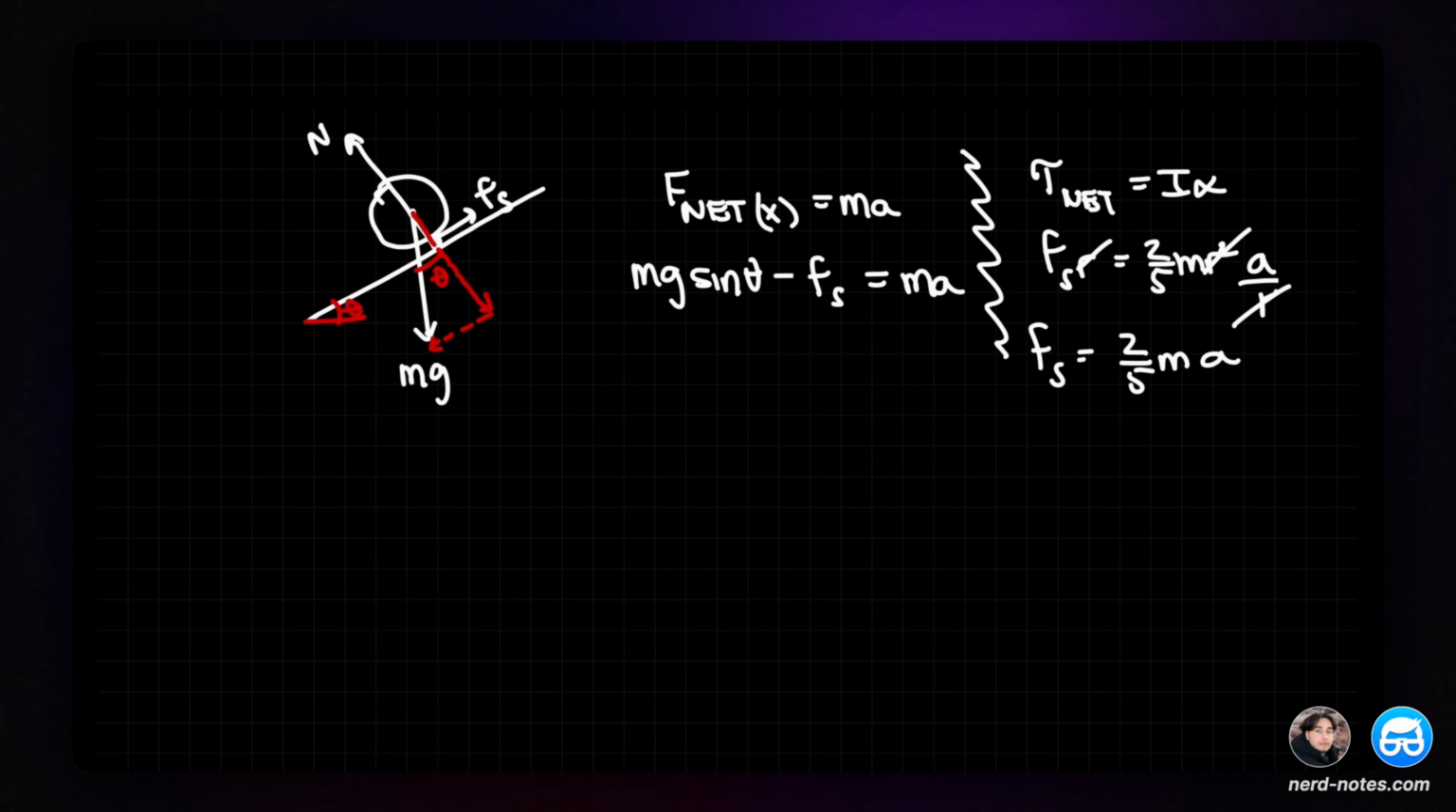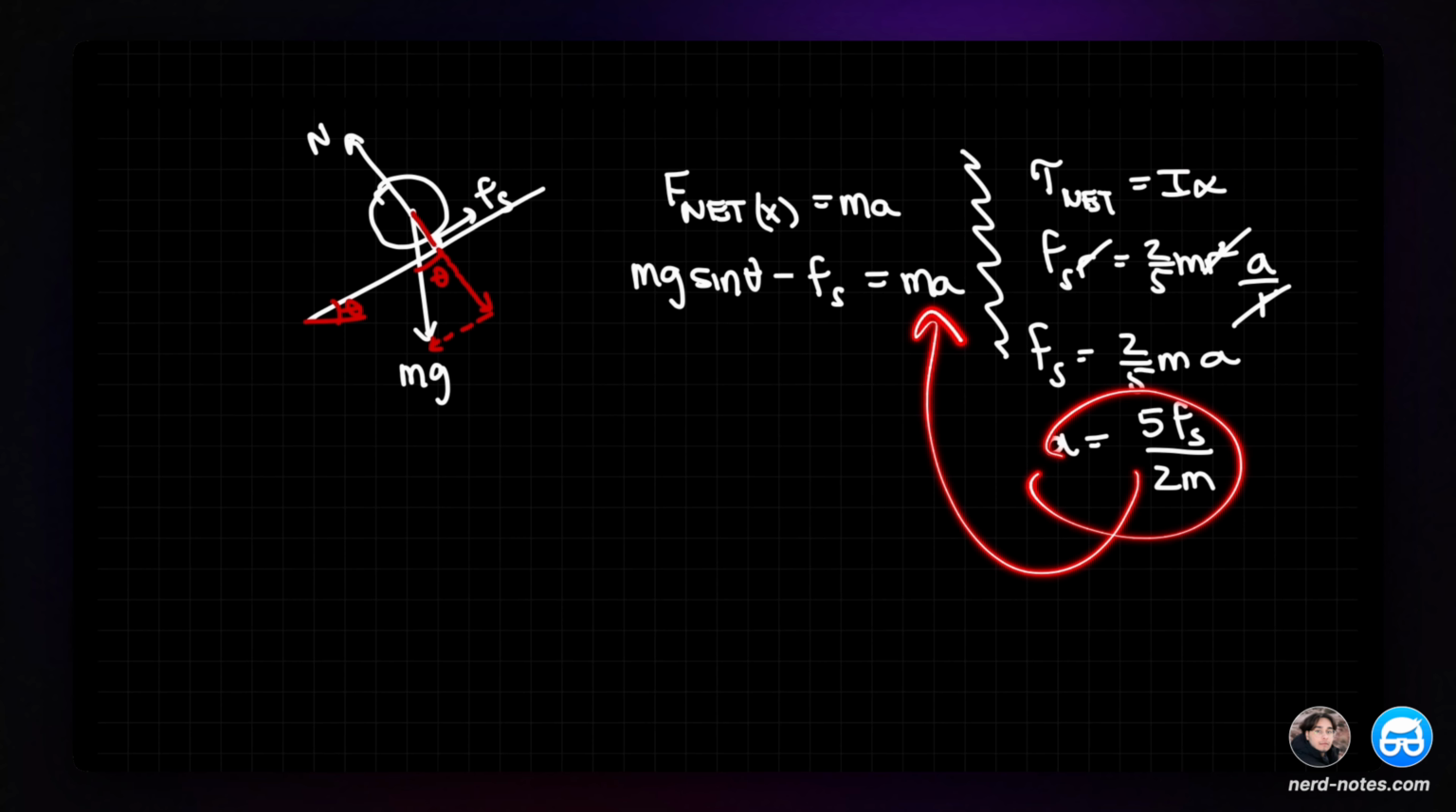And if you really want, you can solve this for acceleration. So acceleration is going to be equal to 5 Fs over 2m. There we go. Now what I can do is plug that equation into this, and that effectively eliminates our acceleration variable, and then we can solve for Fs and the mu variable that's within Fs. Okay, let's go ahead and do that.